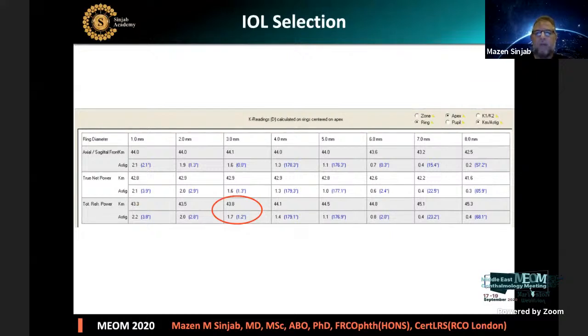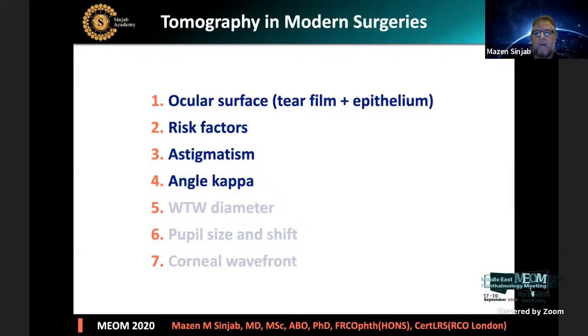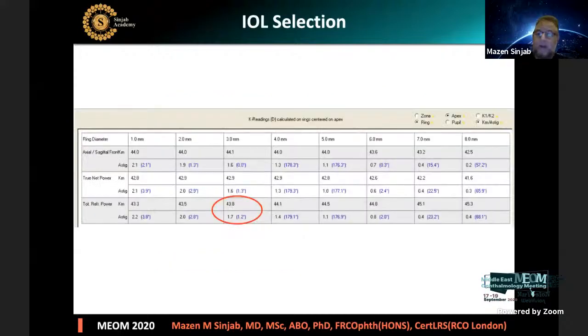IOL selection: of course, if the patient has more than 0.75 diopters of real astigmatism on the total corneal refractive power, then of course a toric lens should be implanted. In addition, if we are planning for premium IOLs and the patient has more than 0.75 diopters and we don't implant a premium toric lens, then the patient will suffer from dysphotopsia. So taking the astigmatism into consideration is not important for toric IOLs only, but for the premium IOLs as well. I mean the trifocal and the EDOF.